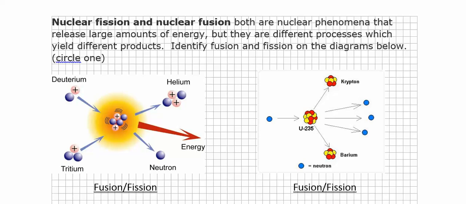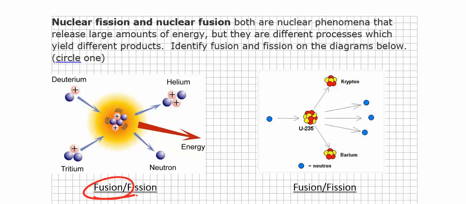So when you have two things coming together, in this case deuterium and tritium, to form helium, a very, very large amount of energy, and a neutron, so the process can be propagated. When you have two things coming together, we're going to call that fusion. So the first one will be fusion.